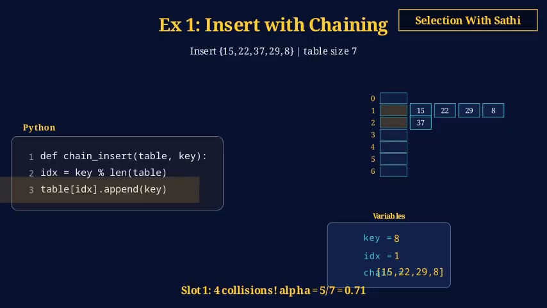29 mod 7 equals 1 again. Chain grows to 15, 22, 29. 8 mod 7 equals 1. That is 4 collisions at slot 1. Chain is 15, 22, 29, 8. Load factor is 5/7, approximately 0.71.